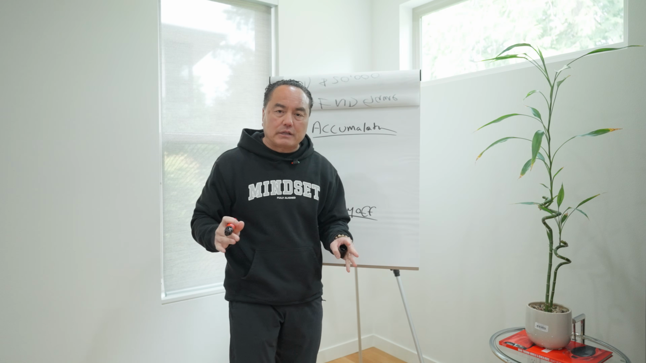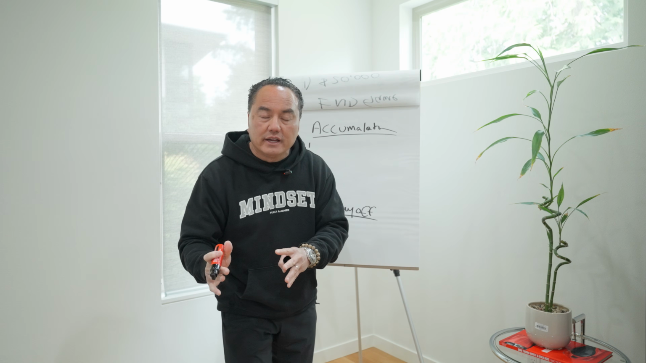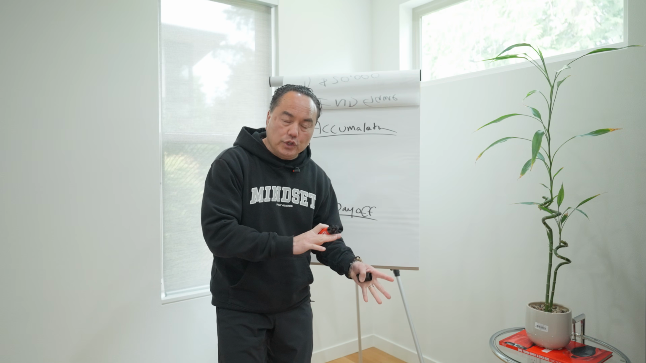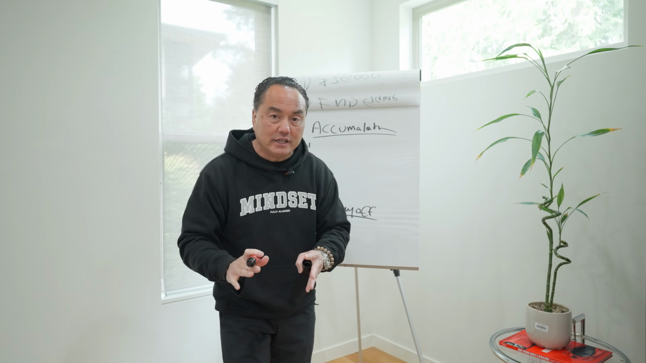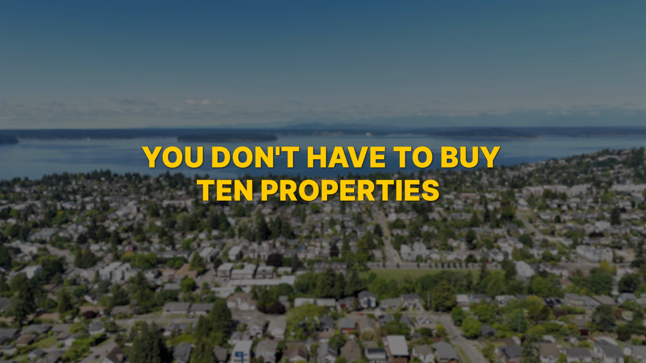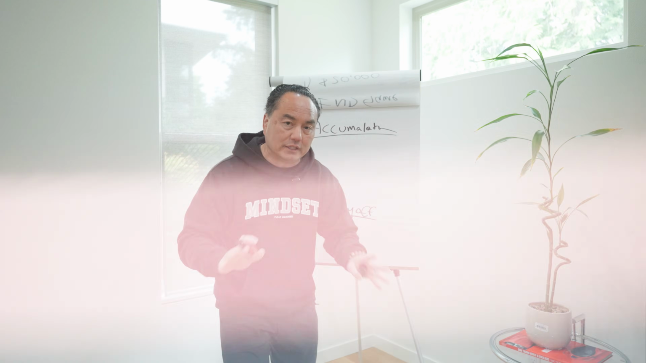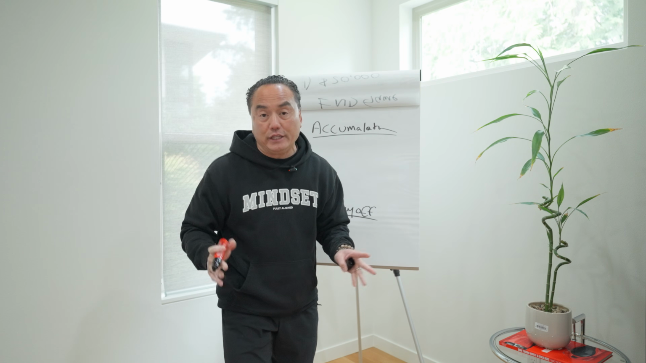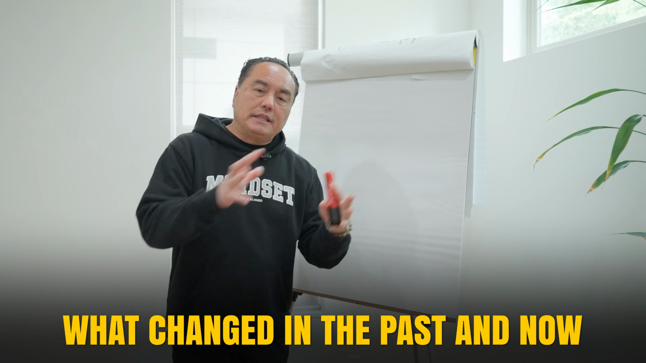And I want to spend some time talking about how to accumulate 10 doors in 5 years using the ADU strategy and do it in lightning speed. And you don't have to buy 10 properties. You're going to see you can buy fewer properties to get the 10 doors faster using the ADU strategy. So what changed between the past and now?